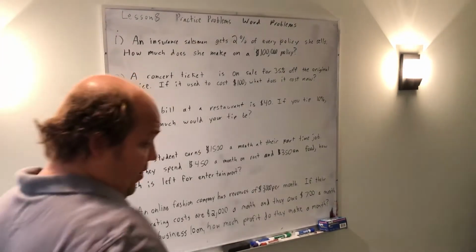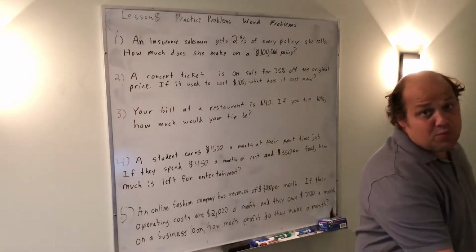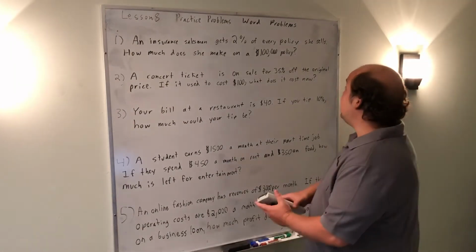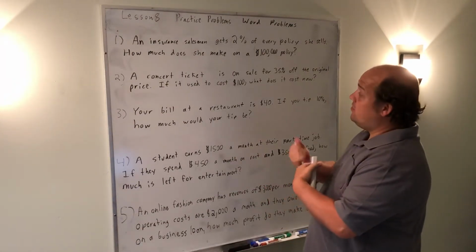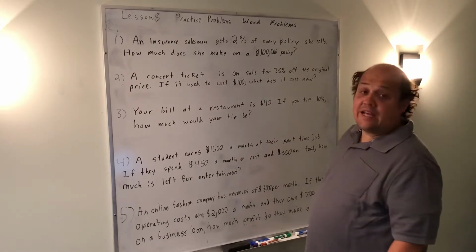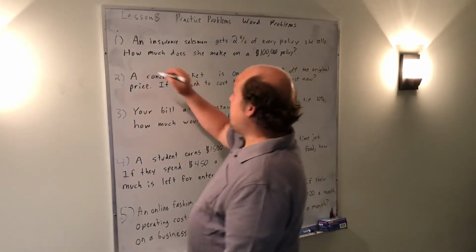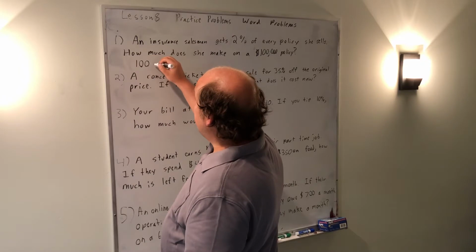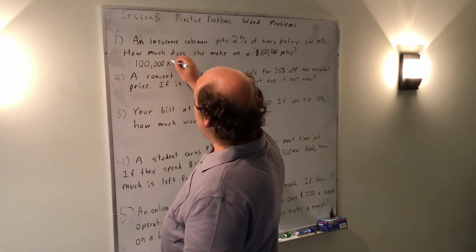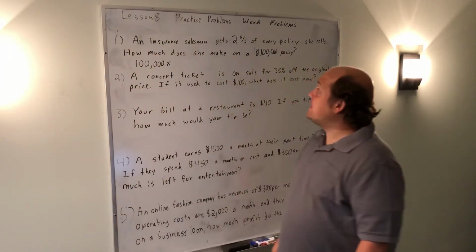Continuing on with these word problems, in our first example, we have an insurance salesman. They're getting 2% of every policy they sell. How much does she make on a $100,000 policy? So we're going to take the amount of the policy, 100,000. We're going to multiply it by the percent they're getting as a decimal.